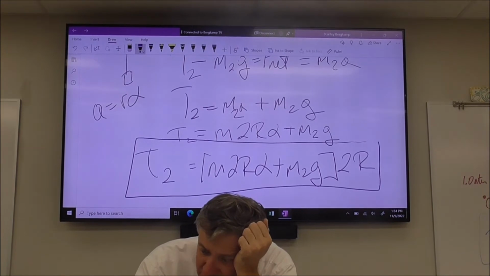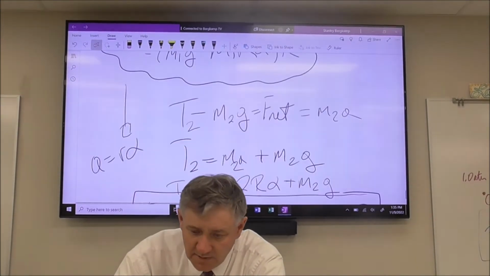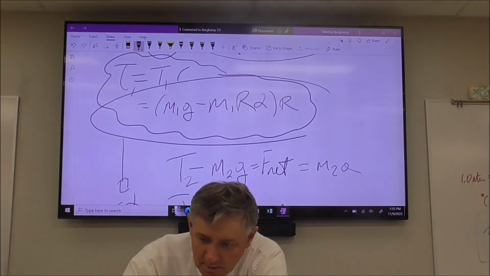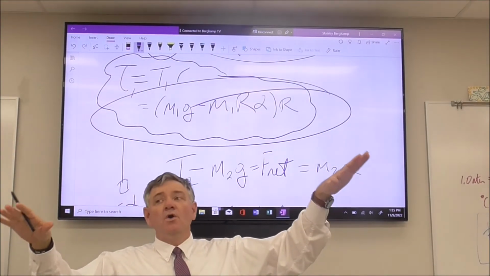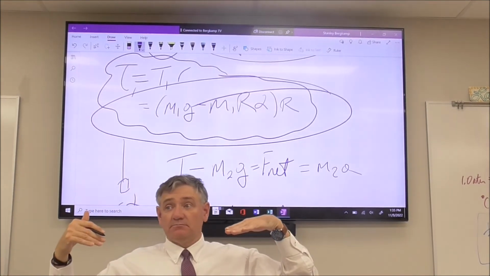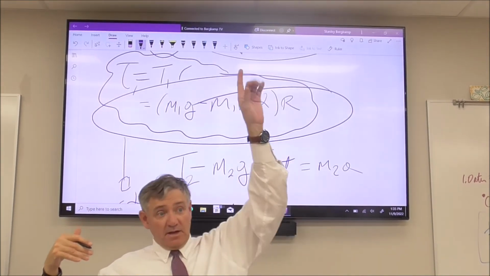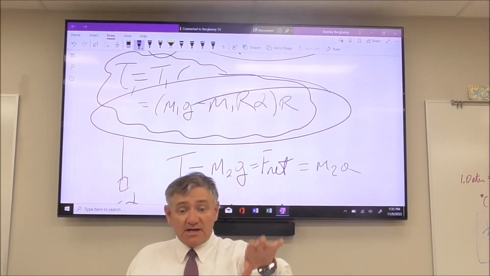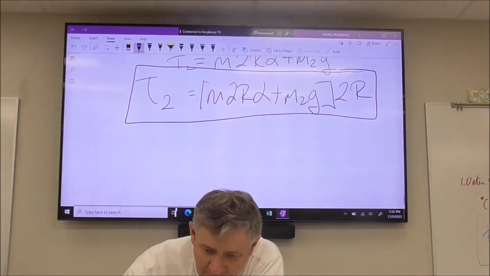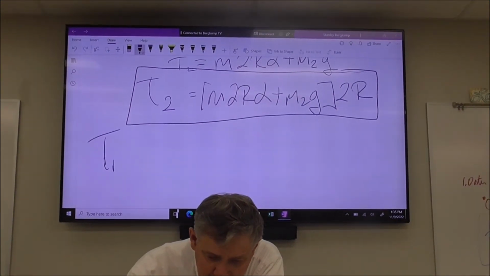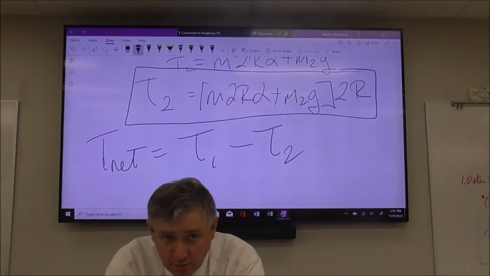Okay, so here's what we have at this point. We have this calculation of torque. So this is the torque on the outside. This is the torque on the inside. We have two calculations of torque. Which one's bigger, the inside torque or the outside torque? Inside torque, because it accelerates down. Yeah, the bigger mass falls. So that tells you torque one is bigger than torque two. So what we're going to write is my net torque is going to equal torque one minus torque two.